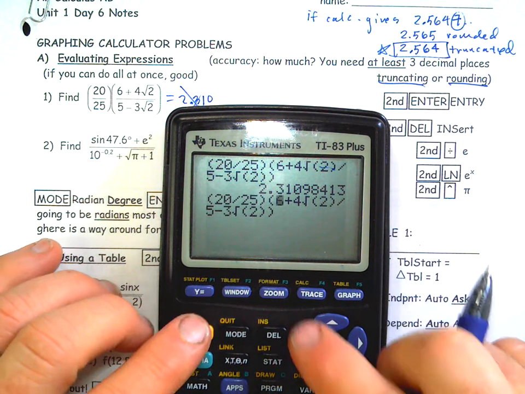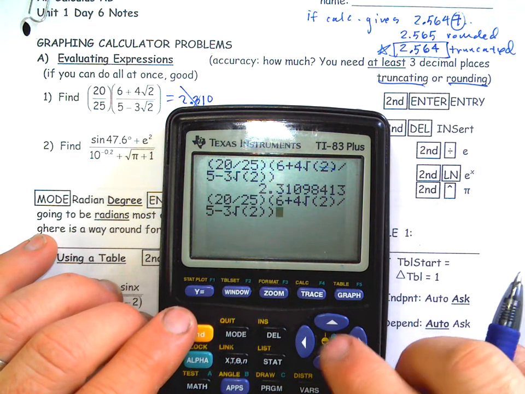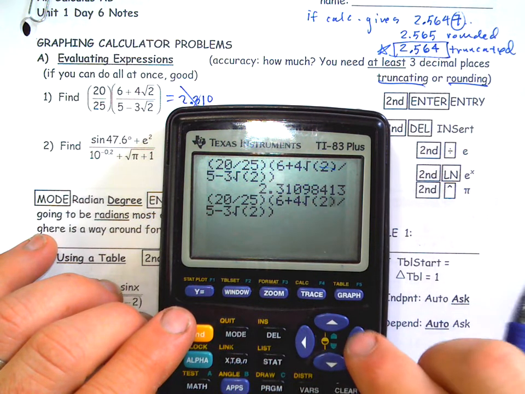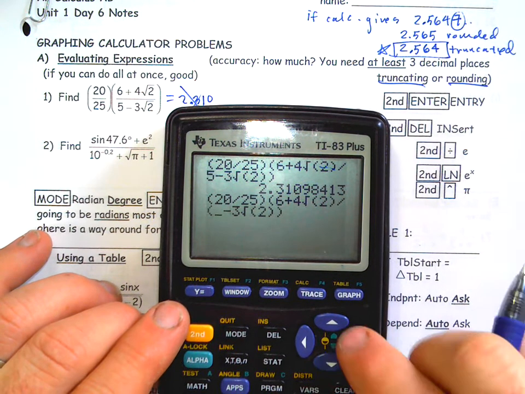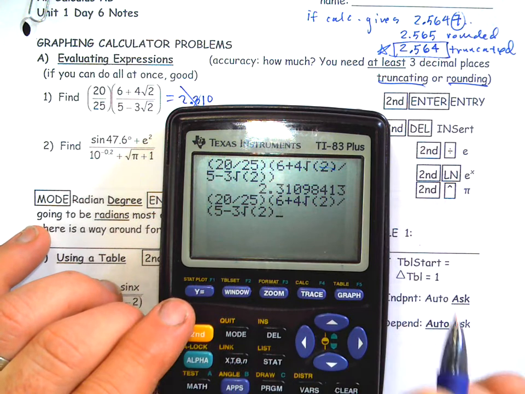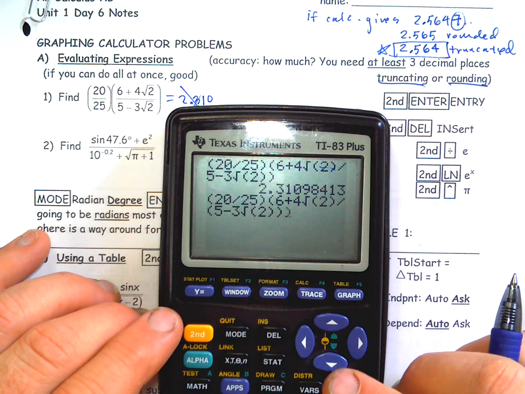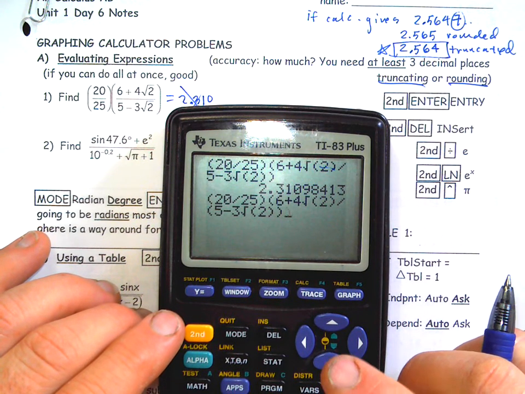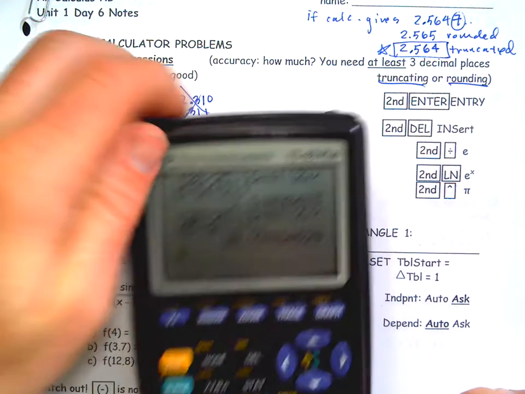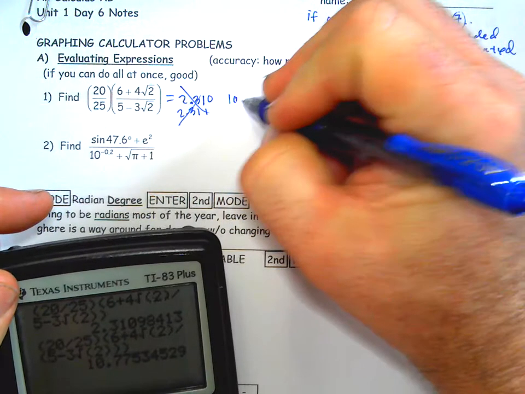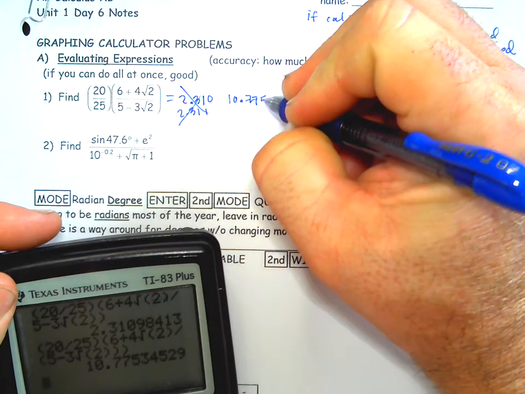So I'm going to put parentheses around the denominator. I think that might be the problem. Let's try that. So that's the answer. And that one's actually still wrong. Now that one, rounded or truncated, is the same.